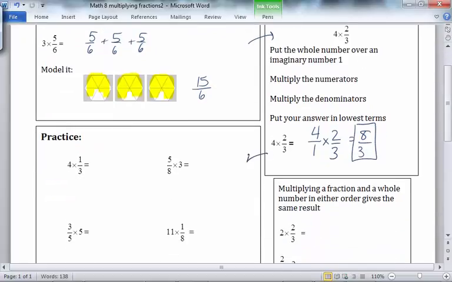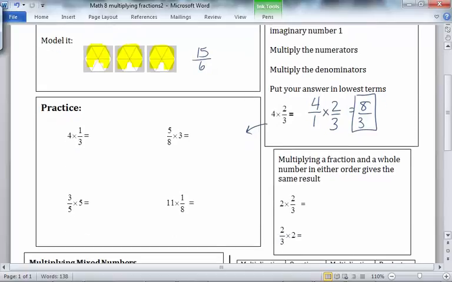So why don't you try these practice questions here. I take all those whole numbers, put them over 1, and multiply like normal. When you're done, unpause the video and join us on the right.